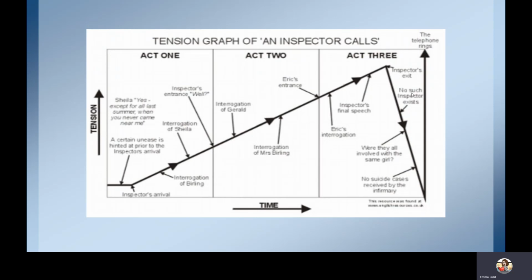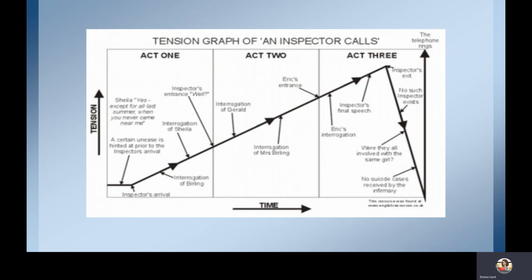But then the telephone rings and the tension shoots back up again. So in your essays, you can say, we do not have a denouement, or we do not have a resolution. We are left on a high point of tension. And what you need to do in your essays is talk about the effect of that. So we end on a high point of tension, we end on a climax, we end on this plot twist.